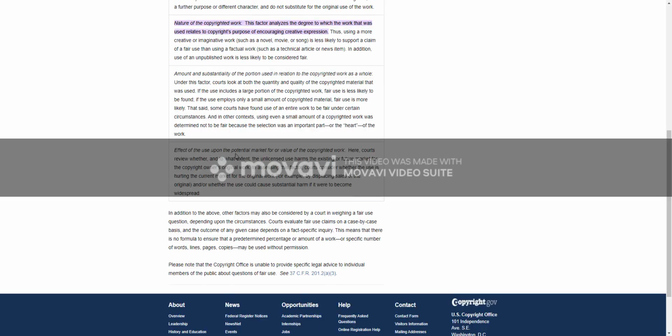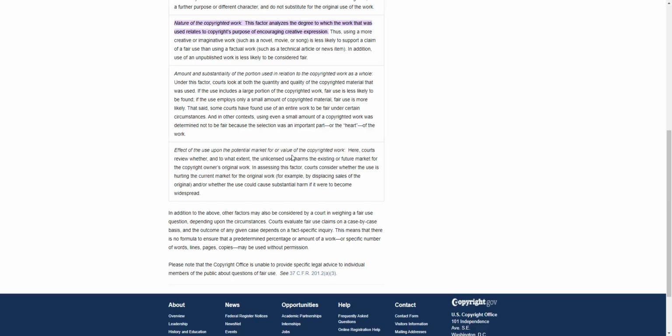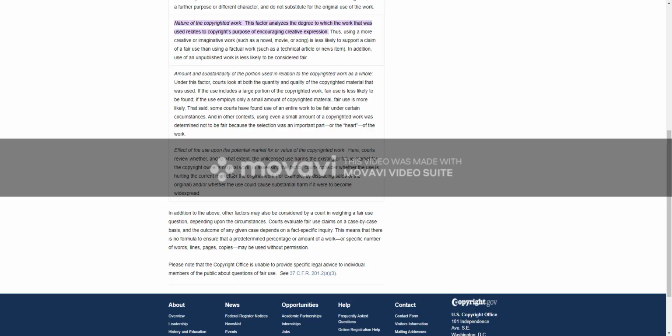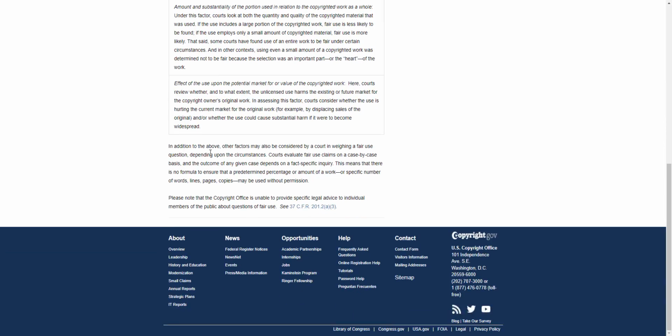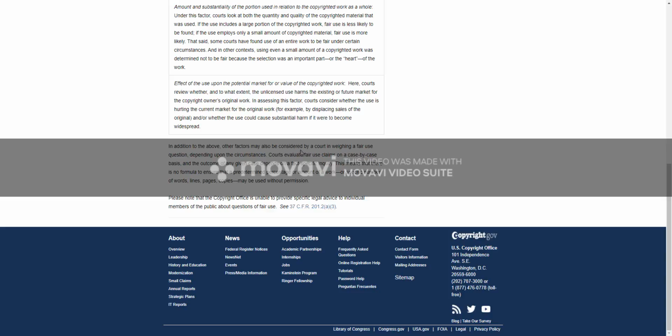Effect of the use upon the potential market for or value of the copyrighted work. Here, courts review whether and to what extent the unlicensed use harms the existing or future markets for the copyright owner's original work. In assessing this factor, courts consider whether the use is hurting the current market for the original work, for example by displacing sales of the original, and/or whether the use could cause substantial harm if it were to become widespread. In addition to the above, other factors may be considered by a court in weighing a fair use question, depending upon the circumstances.